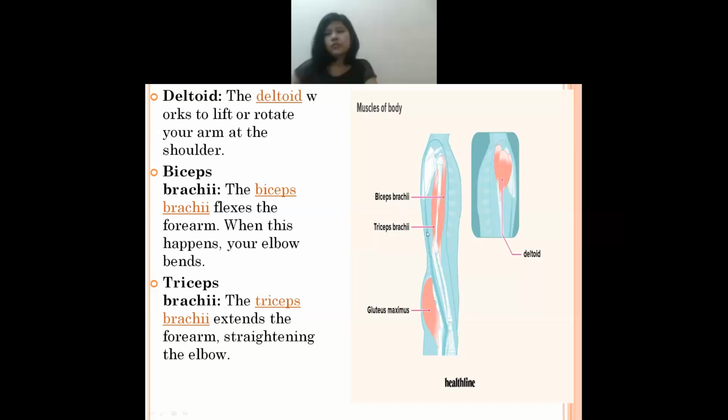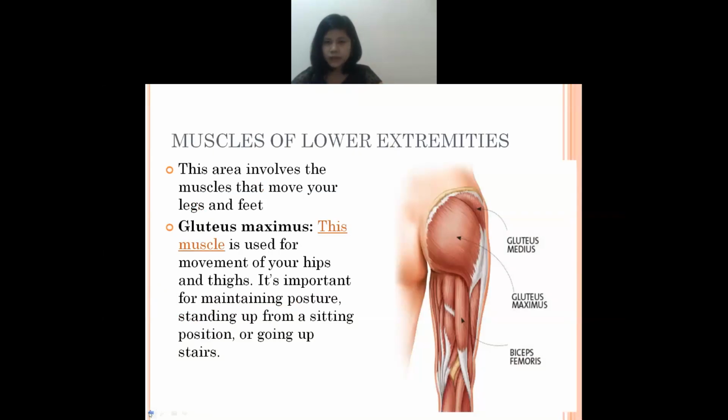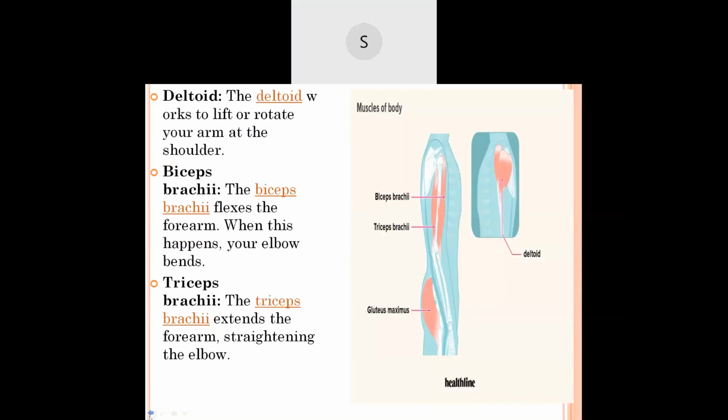Yes, ma'am. Okay. Next is tricep brachii. It lies here, this area, this part. And this muscle, they help you in what? They help you in extending your forearm, straightening the elbow. It helps you in this. You can straighten your arm, and if you straighten your arm, what happens? Automatically, your elbow will also be straight. This is your elbow. Okay, is it clear about tricep brachii? Yes, ma'am. Is everyone clear about upper extremity muscle?